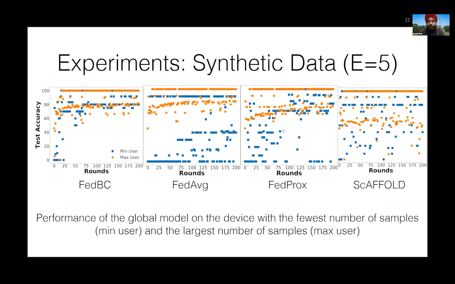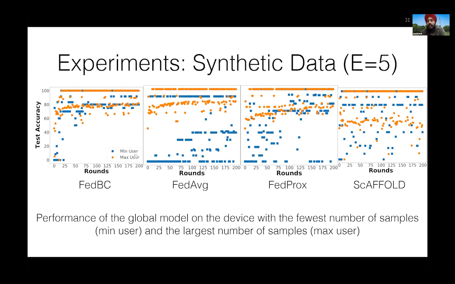What is happening in this figure is, due to this phenomenon of learning beyond consensus, we observed an interesting phenomenon in the performance: it automatically introduces fairness into the learning procedure. By fairness, we mean the orange dots in this figure show the max user. Because there is heterogeneity in the environment, the max user means the device with the highest number of data points, and the min user, the blue dots, means the device with the lowest number of data points.